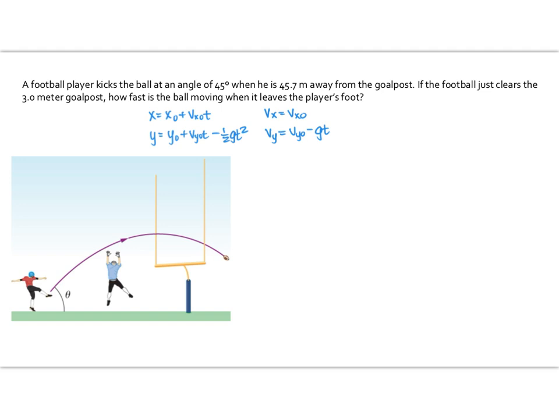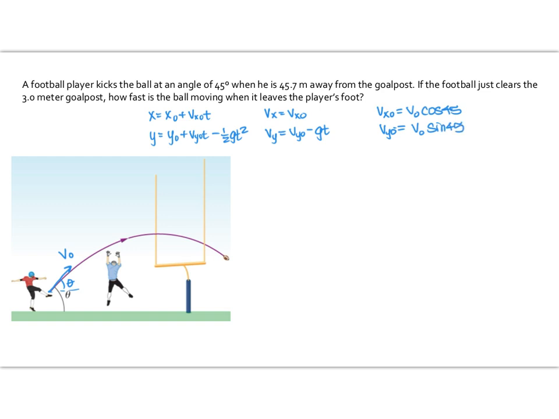Now, the thing that really, I think, threw people in this particular problem was that we were not given the initial speed of the ball, but we were given the angle. And so we don't want to get too hung up on the fact that we don't know what V naught is. That can be an unknown. That means that Vx naught can be written as V naught times the cosine of 45, and Vy naught can be written as V naught times the sine of 45.